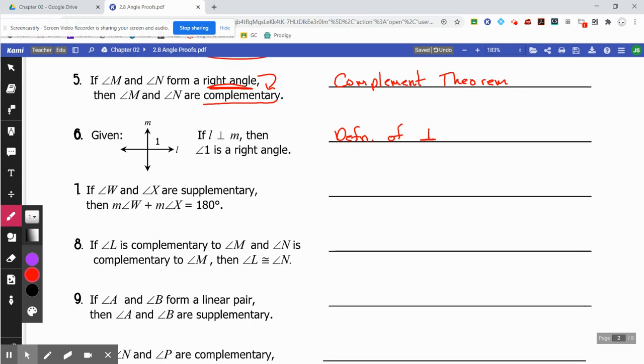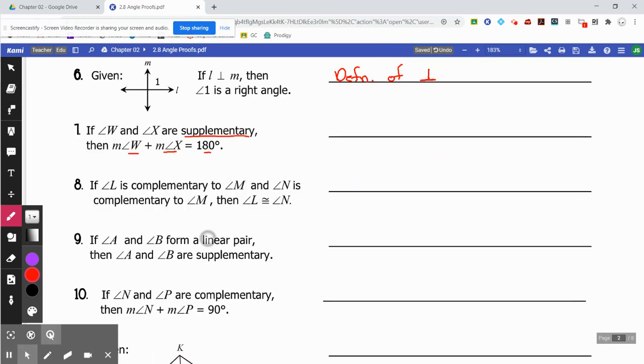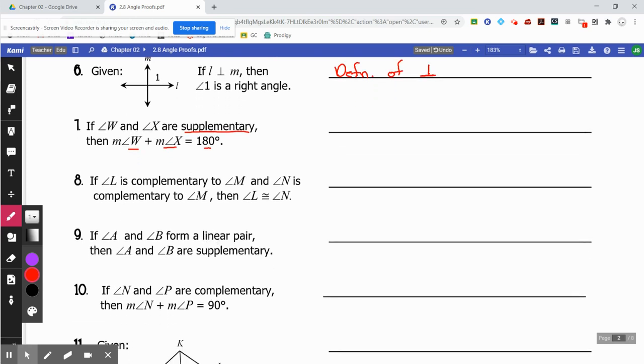Number 7, if W and X are supplementary, then that means that they add up to 180. So supplementary implies 180, and that can be found right here. Supplementary implies 180, and that is a biconditional, works both ways. That is the definition of supplementary angles. So number 7, definition of supplementary angles.